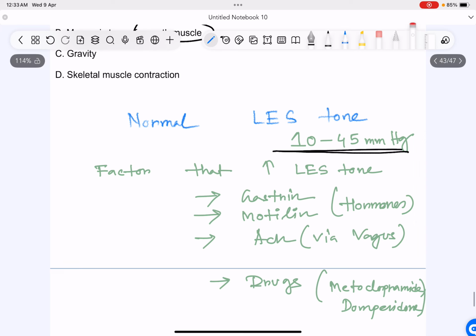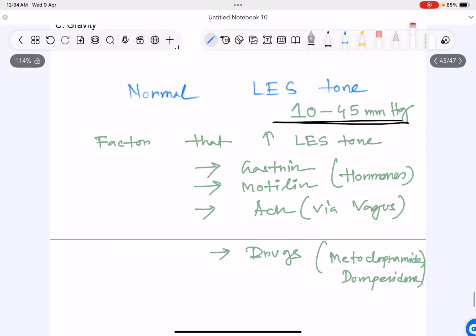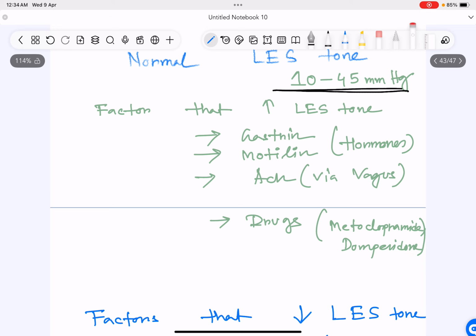Now, what are the factors which increase the lower esophageal sphincter tone? Hormones like gastrin and motilin, because they are trying to propel the food downwards, so they will increase the tone. Anything that wants to push food from the esophagus to stomach, from stomach to duodenum, will increase the sphincter tone so that food does not go back. So gastrin, motilin, ACh, acetylcholine from the vagus. Then drugs like metoclopramide, domperidone.